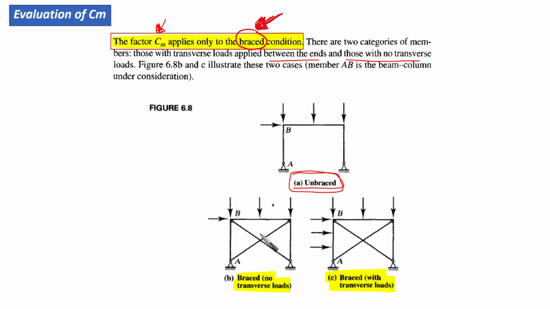In the braced condition, we are going to find some cases where a lateral load is applied along the length of the element. This one we call braced with transverse loading. And this one is braced but with no transverse loads. So we have 2 cases here, and Cm needs to distinguish between the 2 cases, for this member, which is member AB.